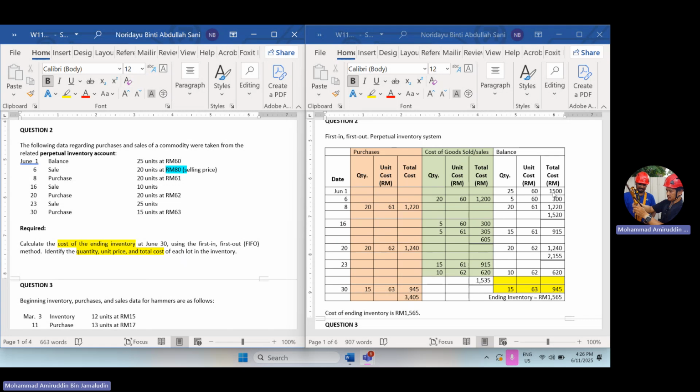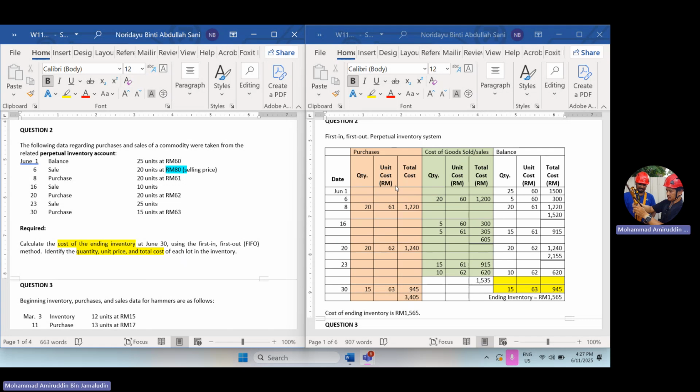P times Q or Q times P. Some books love P times Q, some books love Q times P. Same, right? 2 multiply 5 equals 10, 5 multiply 2, 10 also. So I won't penalize you in terms of the arrangement. But normally we start with purchases, after that our cost of goods sold. Because later on in the question, I think question 5, we have the requirement to compute net profit and gross profit.